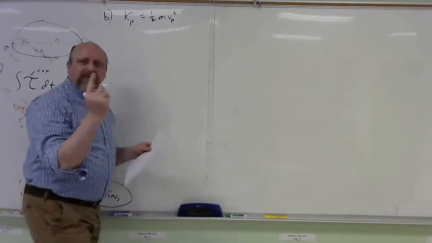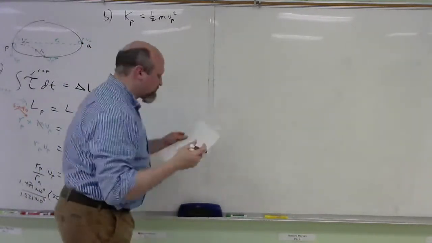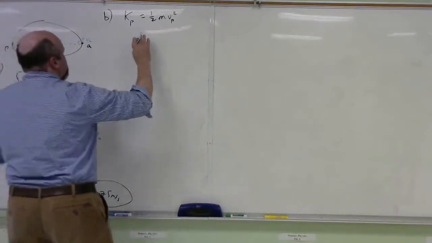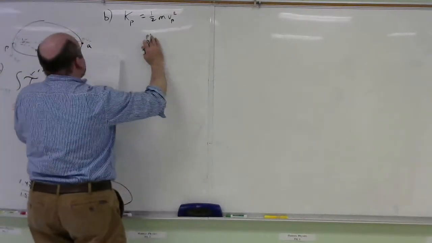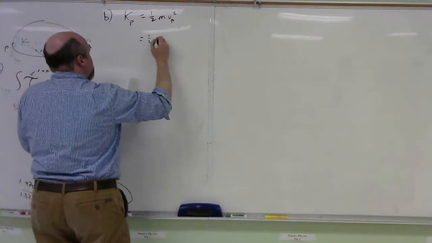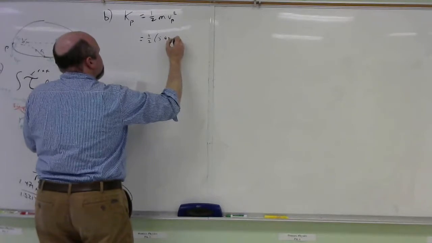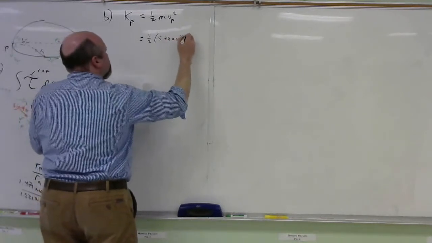I'm not worrying about rotational energy, the spin of the Earth. It's going to be minimal compared to the translational, so I'm not going to worry about that. But if I do this, it's just going to be 1/2, and then the mass of the Earth. At the top of the page, it tells you to use 5.98 times 10 to the 24.